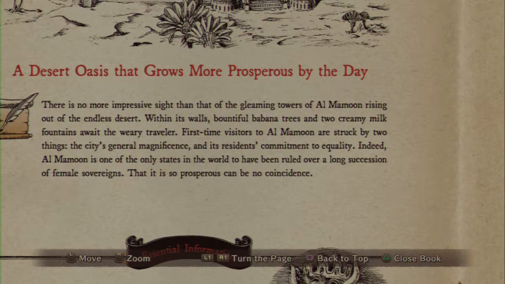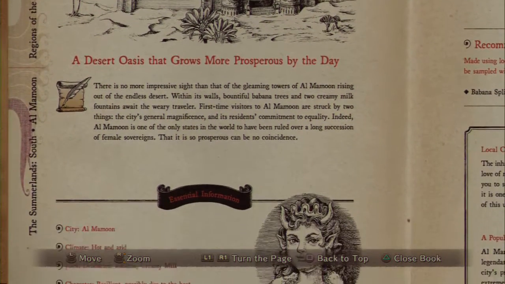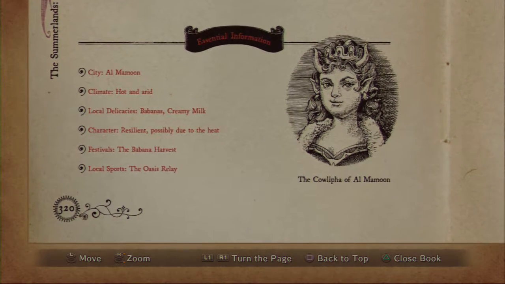Indeed, Mamoon is one of the only states in the world to have been ruled over by a long succession of female sovereigns. That it is so prosperous can be no coincidence.